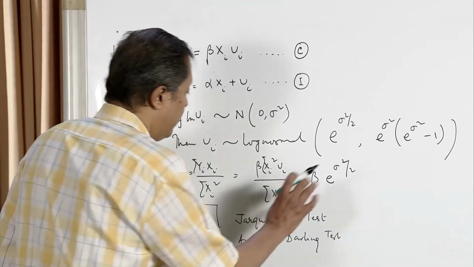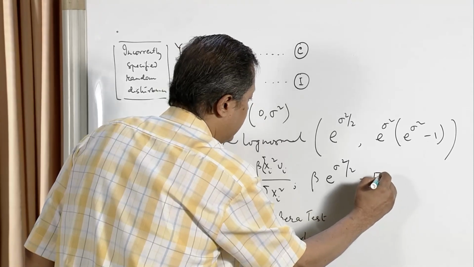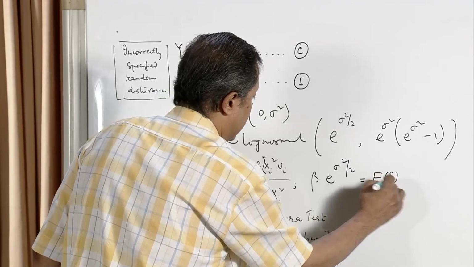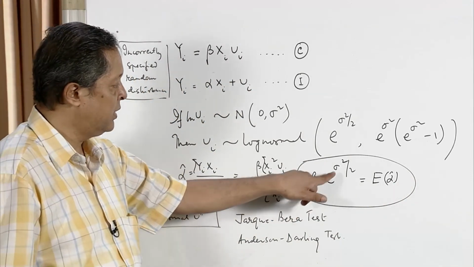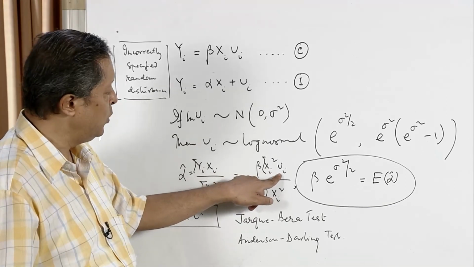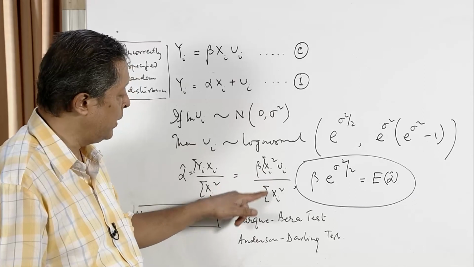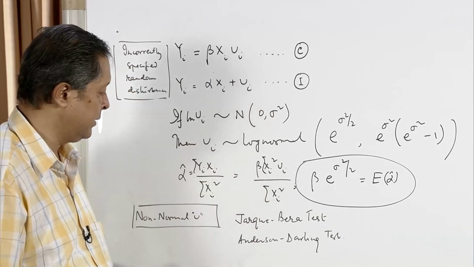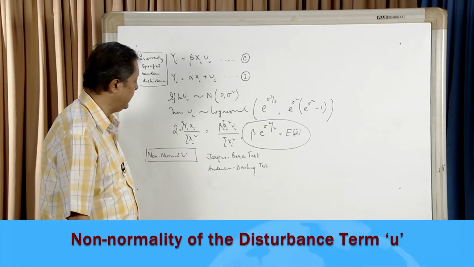So, therefore, it means that the expectation of alpha hat is equal to beta exponential sigma square by 2. When we take expectation, then the expectation of ui is exponential sigma square by 2. So, that is a constant, this x square summation and this x square summation get cancelled. So, that is the problem, it becomes a biased estimate once again.